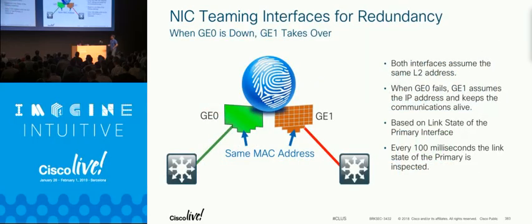So these are details. Pretty much, they share the same MAC address. So let's say you have 2 switches and you have these interfaces connected. If this interface goes down, you can absolutely pick this up with the same MAC and just start working with it. So all your services will be up even if one interface goes down.